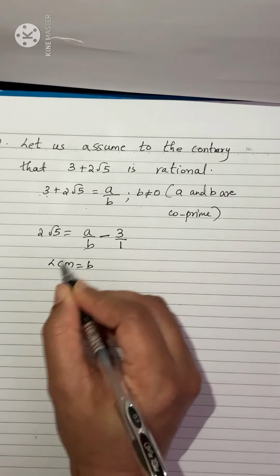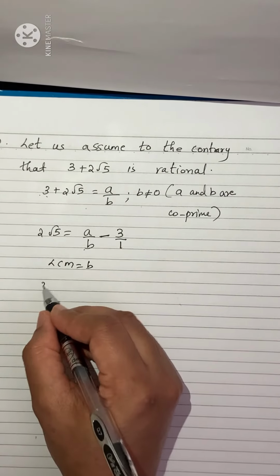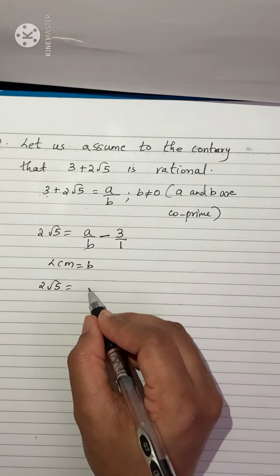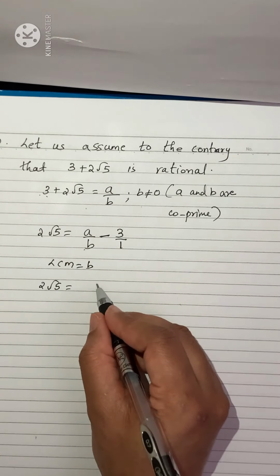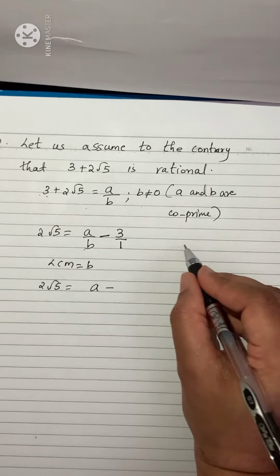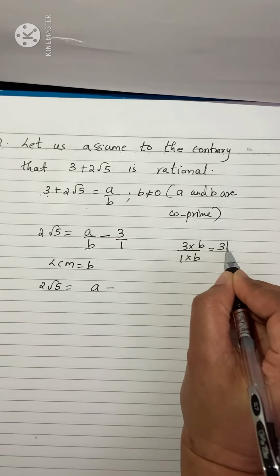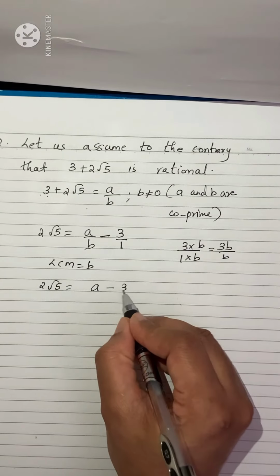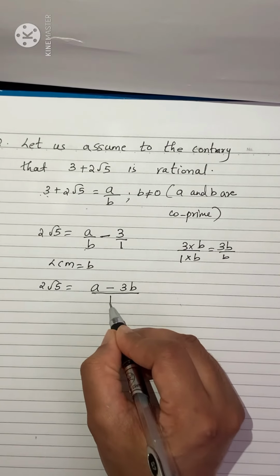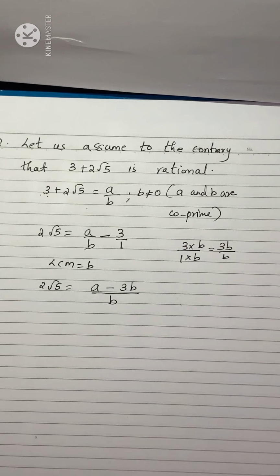LCM is b. So how can we write this? 2 root 5 equals a by b. We can write a, and 3 by 1, how can we change it? Multiply by b, that is 3b by b. So a minus 3b by b. Like this it will come.